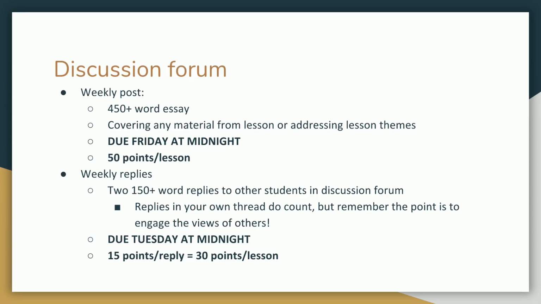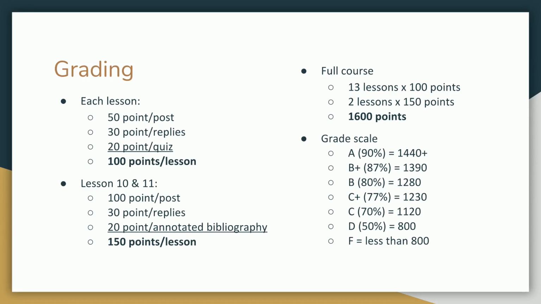Your posts are 50 points a lesson. You have 2 replies every lesson, 15 points each, so that's 30 points per lesson on replies. So 50 points for your post and 30 points for your replies is 80 points for a lesson, plus 20 points for the quiz is 100 points total for each lesson. Now there's 15 lessons. That's 1,500 points.